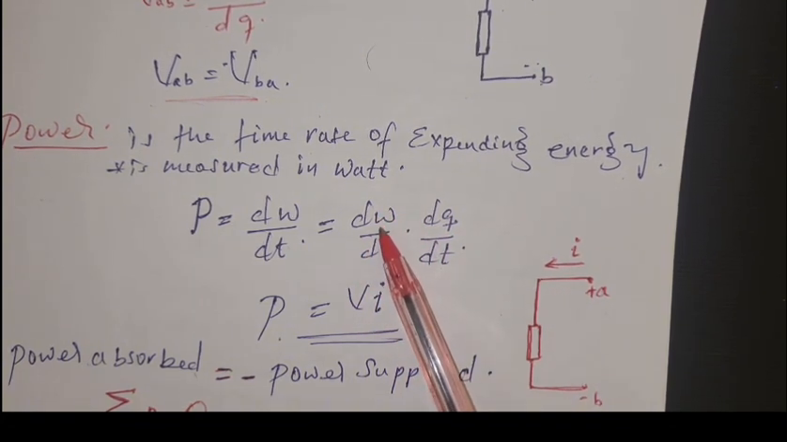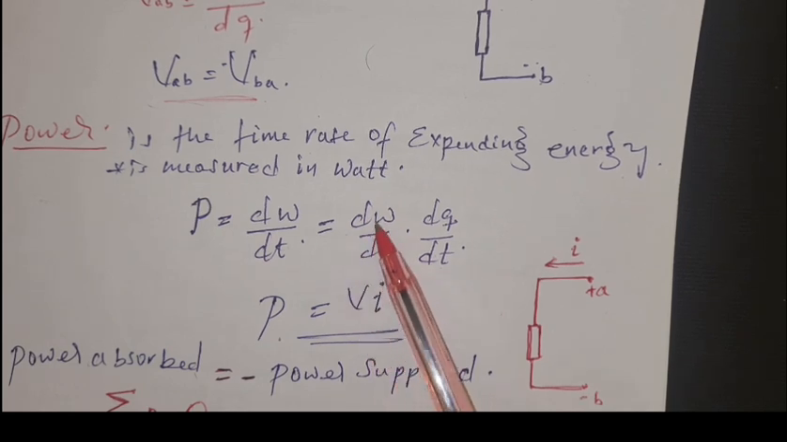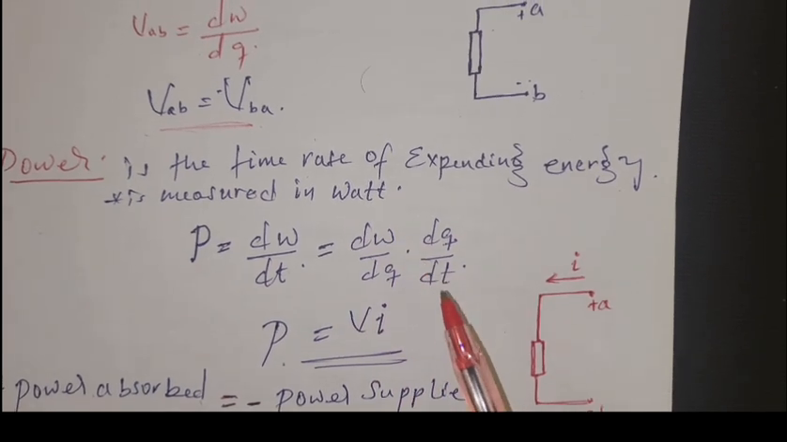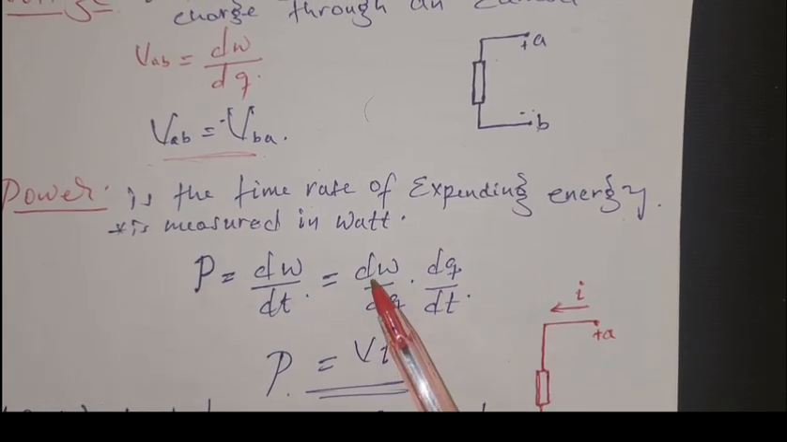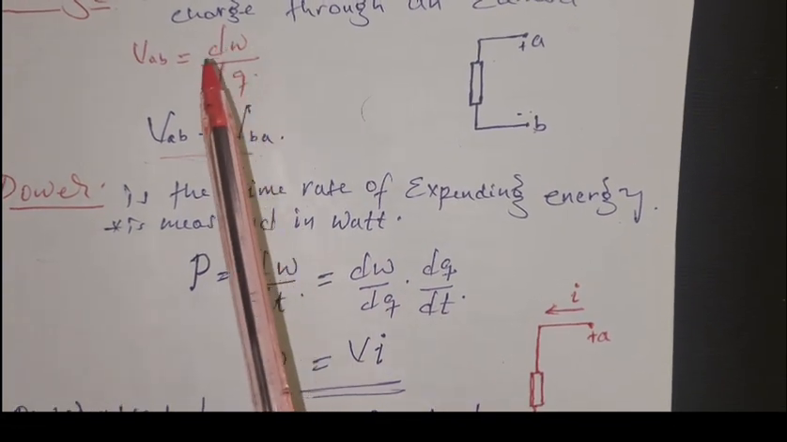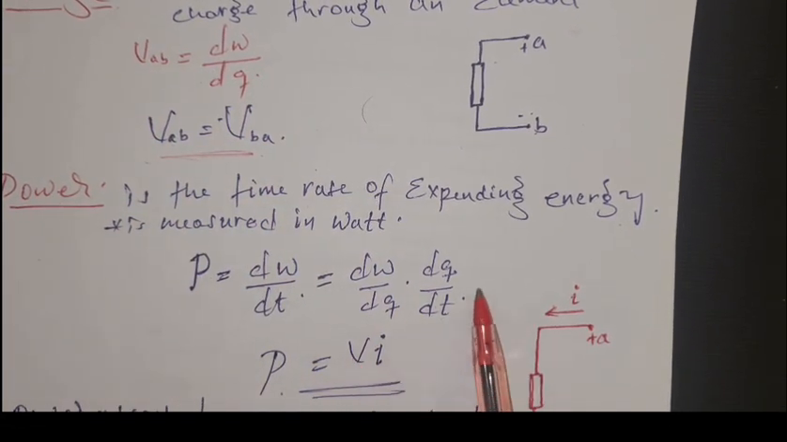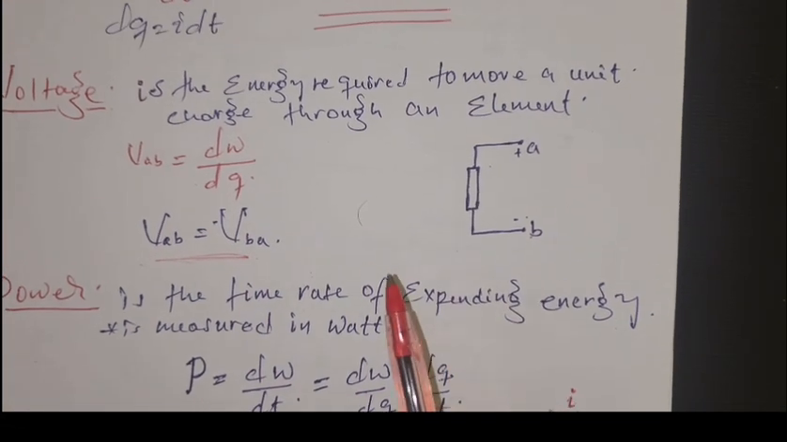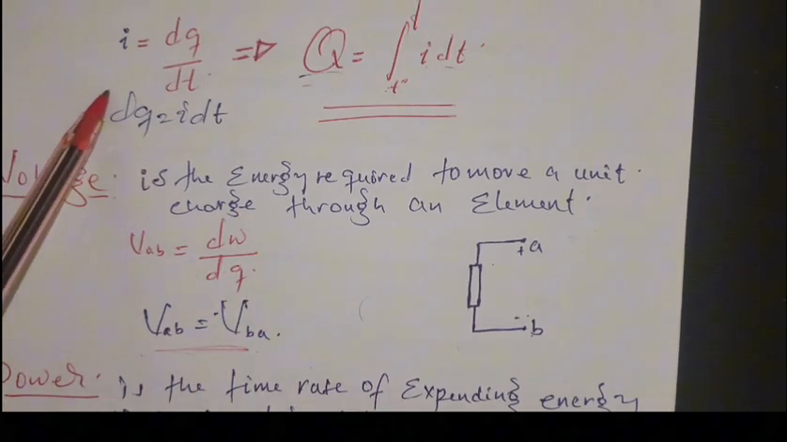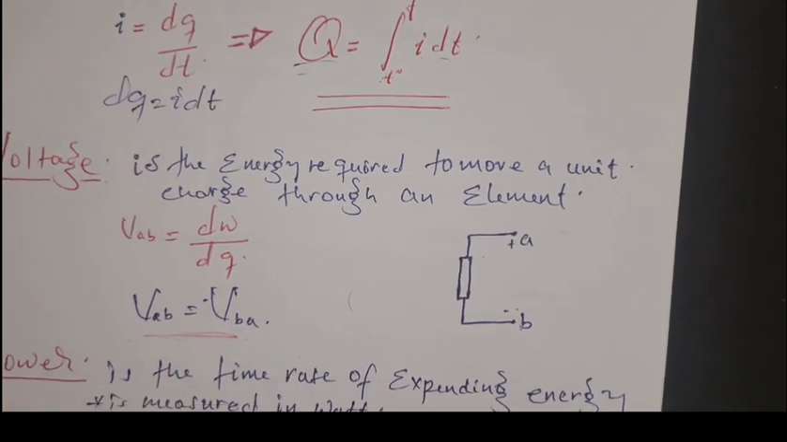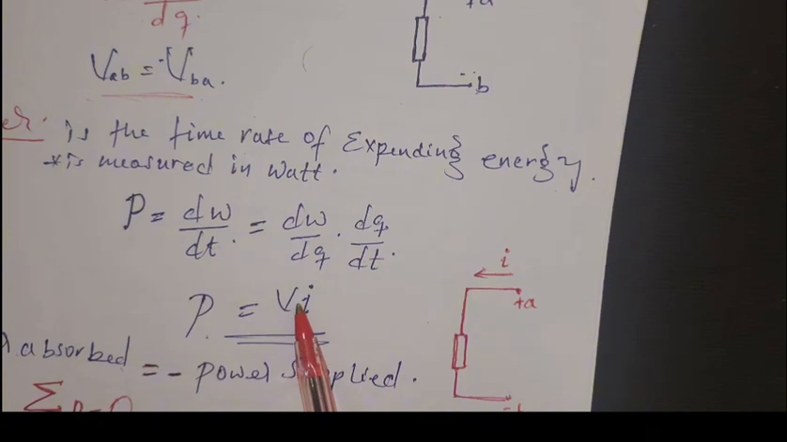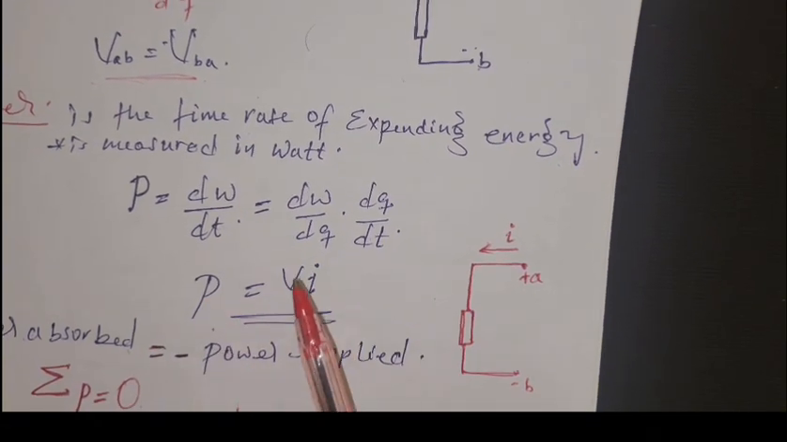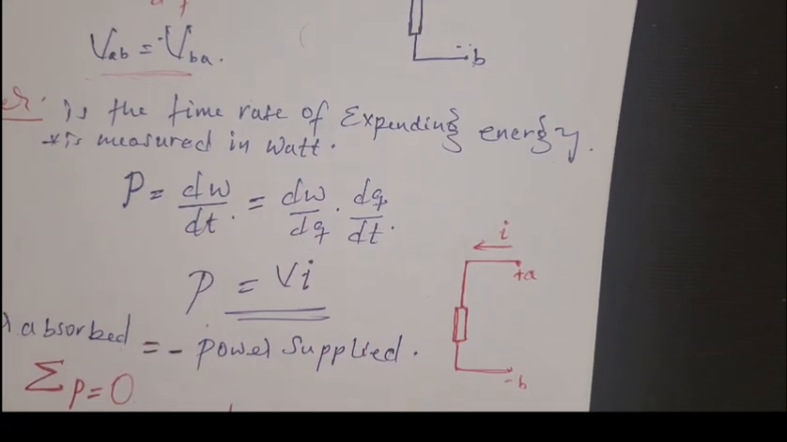We know from the previous equations that dw over dq is the voltage, and dq over dt is the current. So p is equal to v times i. This equation is simply derived from this one.